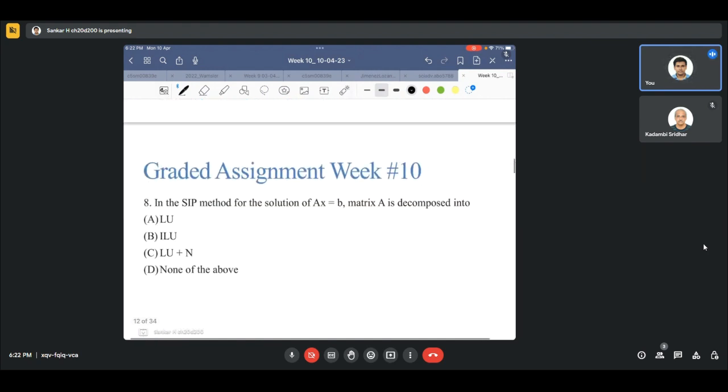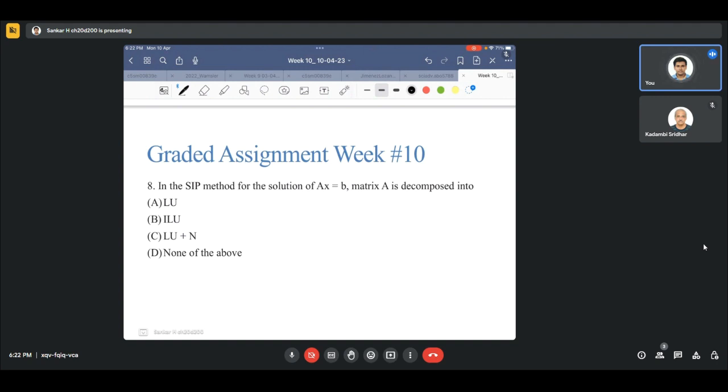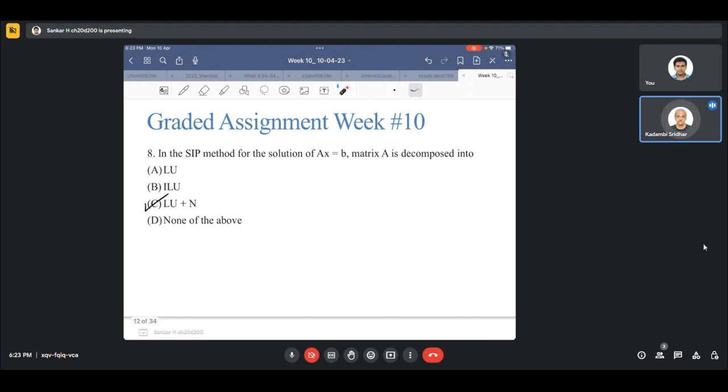Right. Question number 8. In the strongly implicit procedure method for the solution of Ax equal to B, the matrix A is decomposed into which of the following? In the strongly implicit procedure method, the matrix A is actually decomposed as LU plus N. The explanation for this is directly from the lectures, so it is directly given and has nothing to be thought about. It's a sort of a degraded version of an ILU method. It's pretty straightforward as well, so I'm not going to discuss it any further.